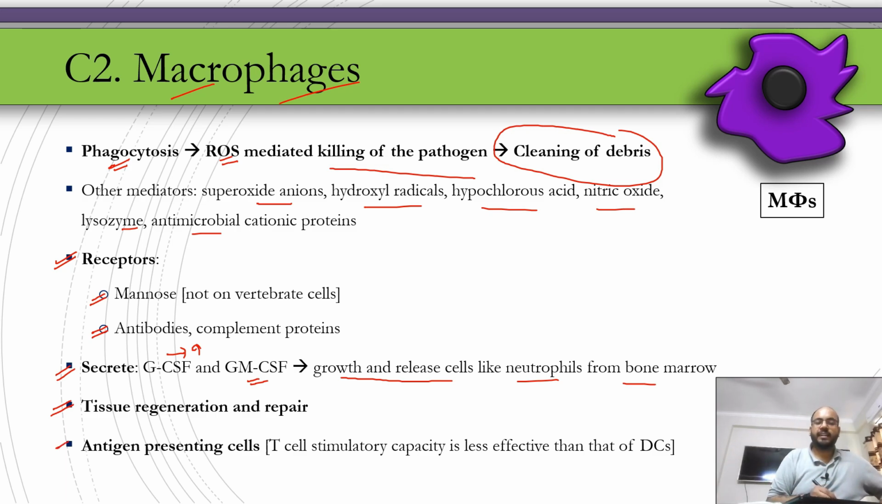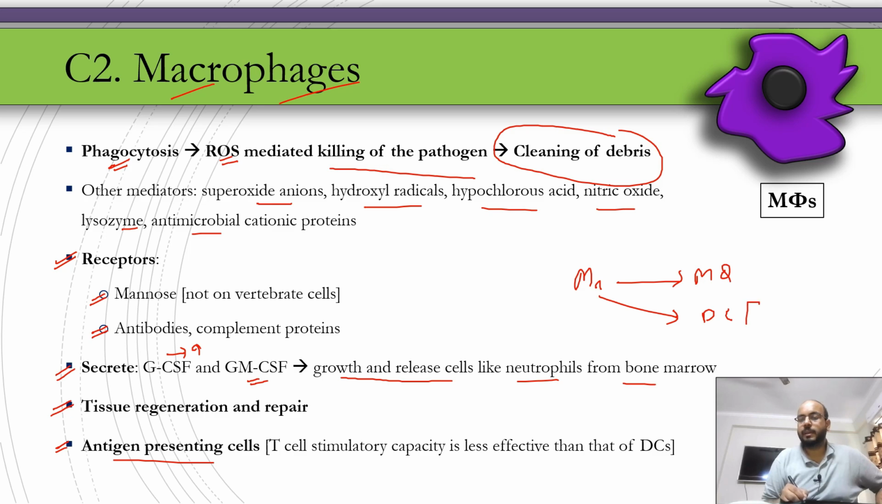Macrophages can also act as antigen-presenting cells. They can stimulate T cells, but remember, monocytes form macrophages, and monocytes also form dendritic cells. The major antigen-presenting cells are the dendritic cells; they have the major function. But macrophages can also stimulate T cells. They can act as antigen-presenting cells, but the capacity is less effective than dendritic cells.